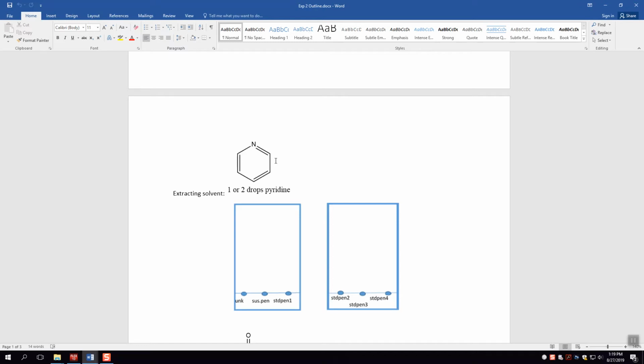Then you're going to spot it on the TLC plate a few times. And on the TLC plates, you're going to have an unknown, that's the ransom note. You're going to have the suspect's pen, which is the pen found at the suspect's house. And then you're going to have 4 standard pens. Now, if your ransom note is black, I would hope that you would pick 4 black pens to test as your standard pens. If it's blue, pick blue pens, and so on and so forth. But use your best guess, based on the color of the ink, to guess which one it could be.